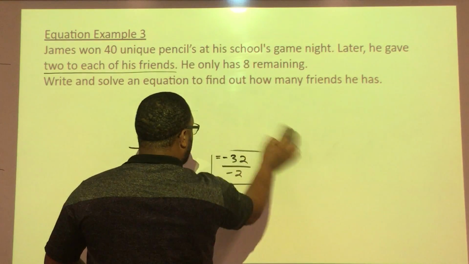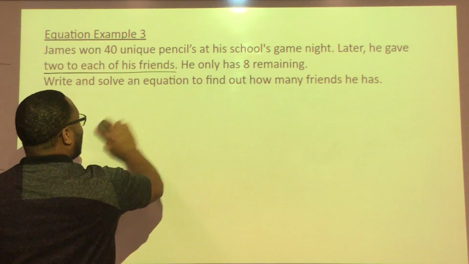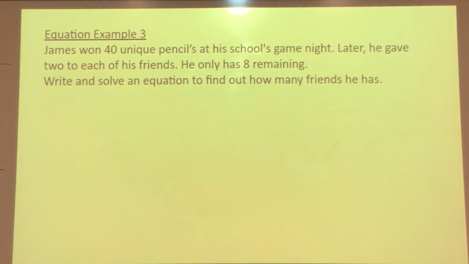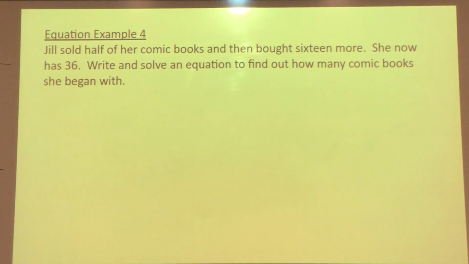All right, we're moving right along. We're going to look at one more equation before we jump into the inequalities. And it's here. It says, Jill sold half of her comic books and then bought 16 more. She now has 36. Write and solve an equation to find out how many comic books she began with.